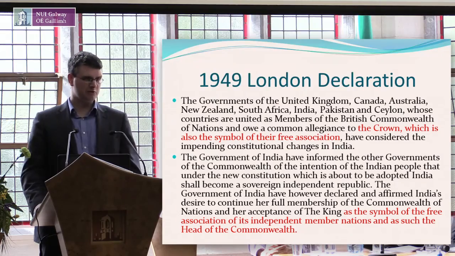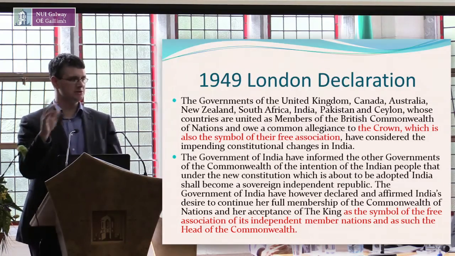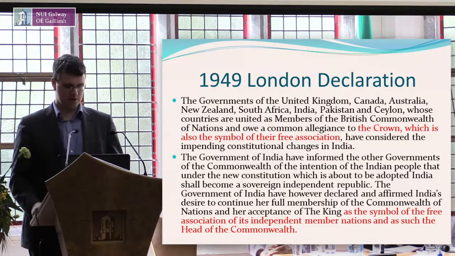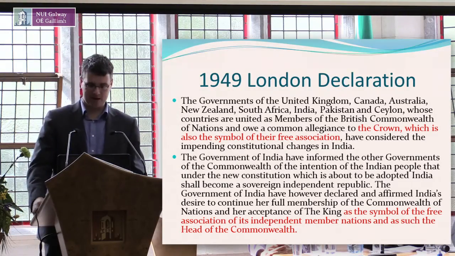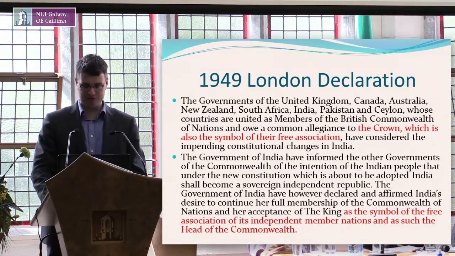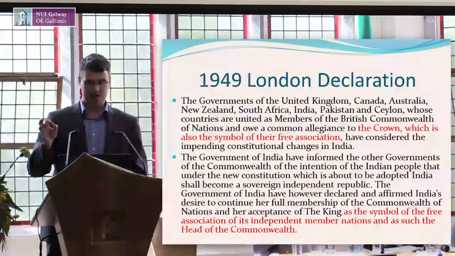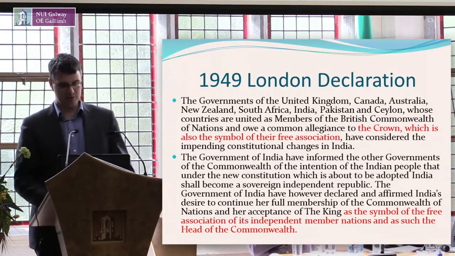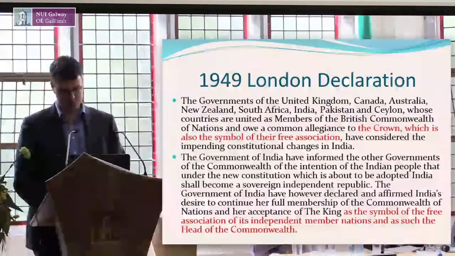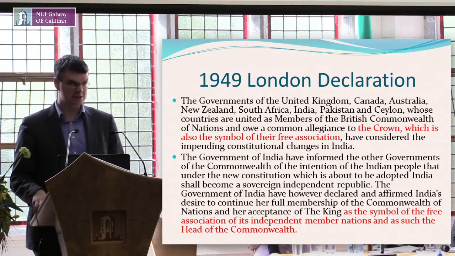So if you look at it, the phraseology chimes with what happens in 1936. They owe a common allegiance to the Crown, which is the symbol of their free association. So there's basically two tiers of membership, one side of which includes the Crown to which they owe allegiance, and then a second, essentially, associate membership, which is what De Valera is advocating in '21. And India is accepted because it accepts the king as the symbol of the free association of its independent member nations, and as such the head of the Commonwealth, which is basically the formula that is existing in the 1936 Act.